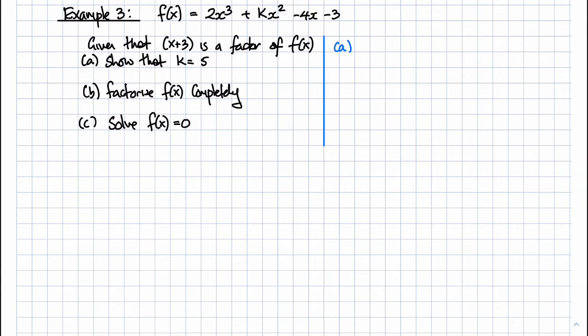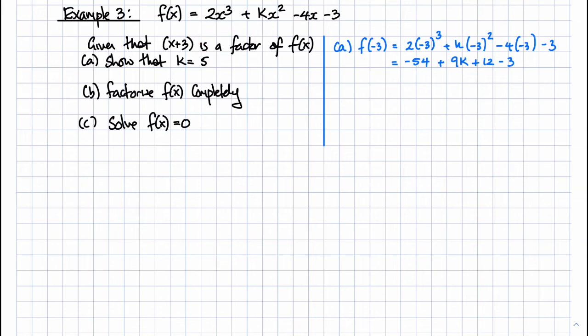Well, we can substitute minus 3. So we can say f of minus 3 is equal to... So let's evaluate each of these parts separately. Okay, well, this is what f of minus 3 is, but remember, we're told it's a factor.